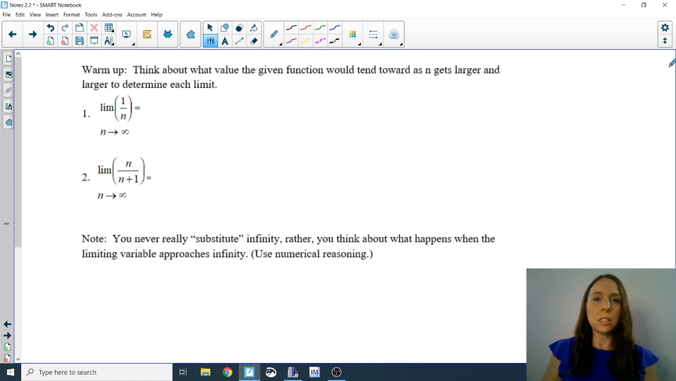You never really substitute infinity. So the first thing you need to know for this new section is we talk about using substitution as a method for finding limits, but you don't write 1 divided by infinity. That doesn't really work very well. So what I want you to do instead is think about what happens when the limiting variable, in this case n, approaches infinity. Use numerical reasoning, and again, the directions tell you basically you need to think about what happens as n gets larger and larger. What happens to the value of the expression given inside of the limit?